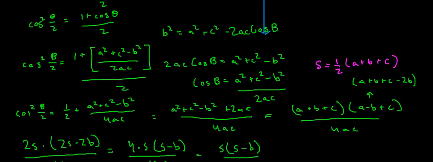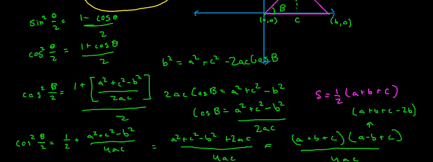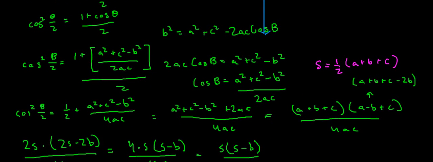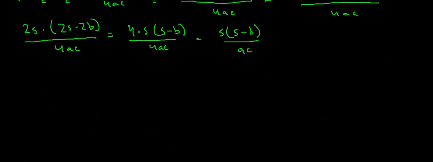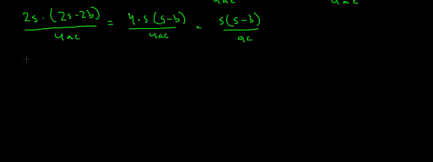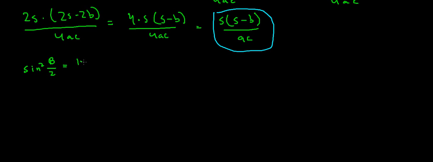So now that I've done that one, I need to do the one for sine squared. Let me just circle this one so I don't lose track. I already know what it is, I already remember it, but just so when I look back. Sine squared of angle B over 2 is equal to 1 minus cosine B over 2.